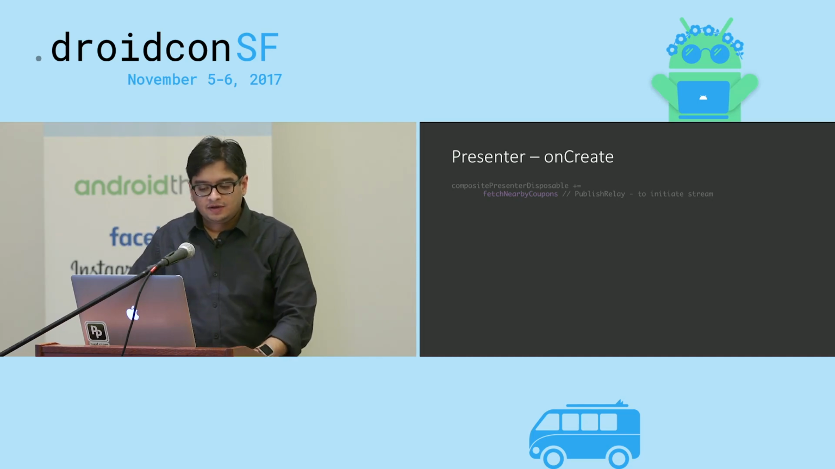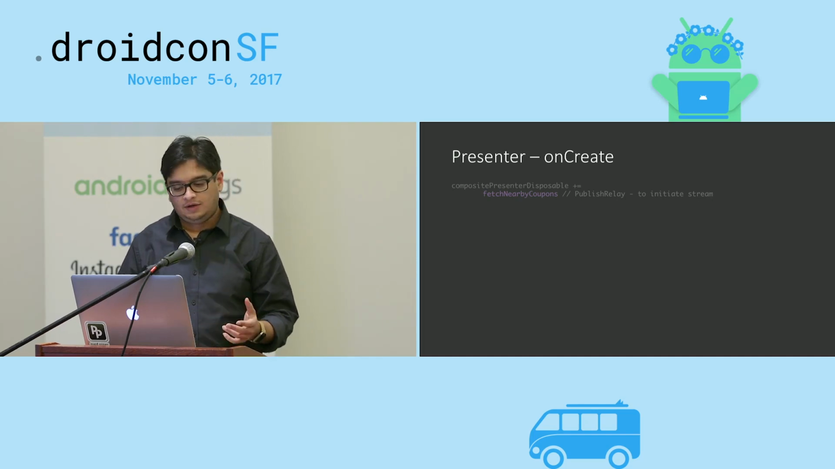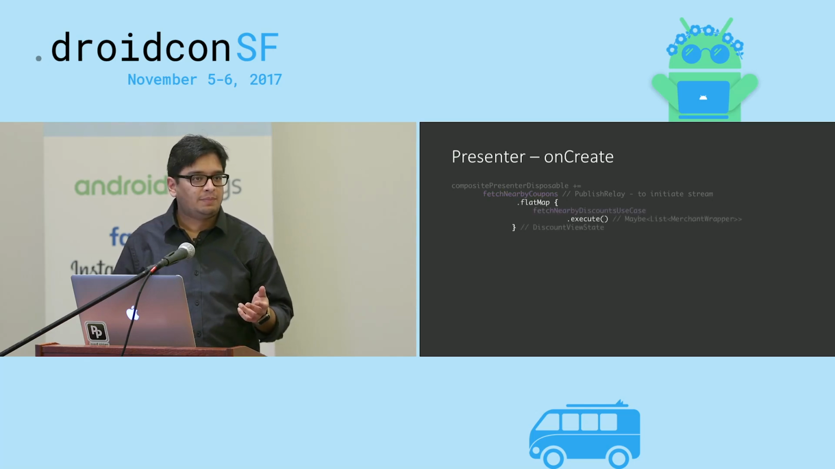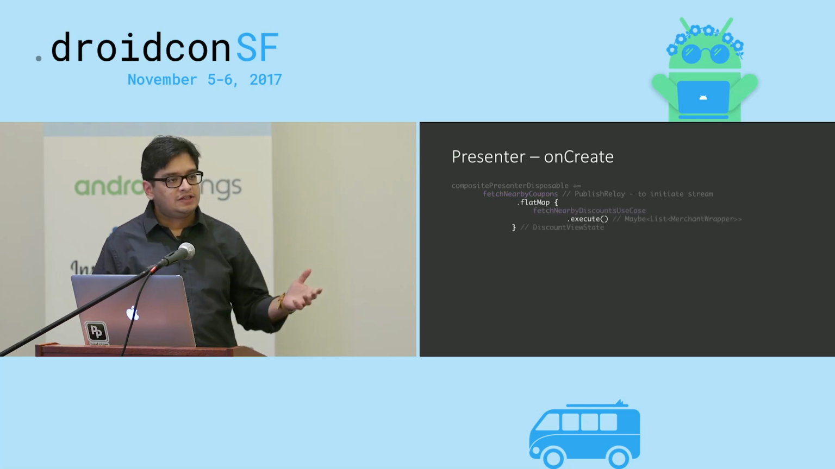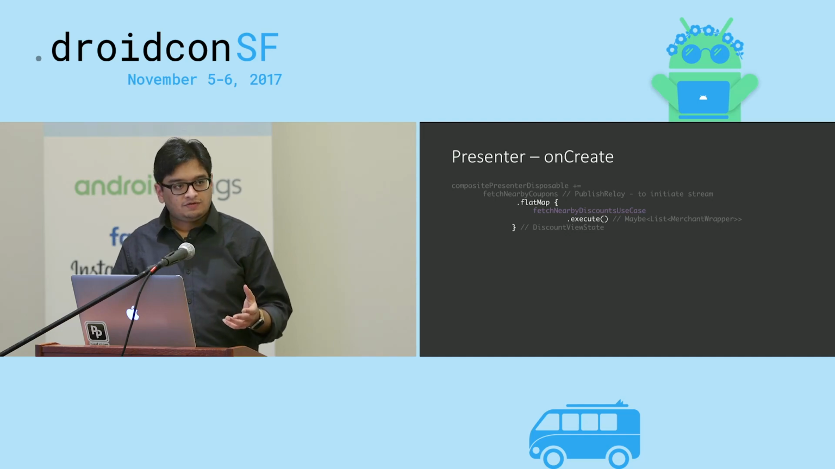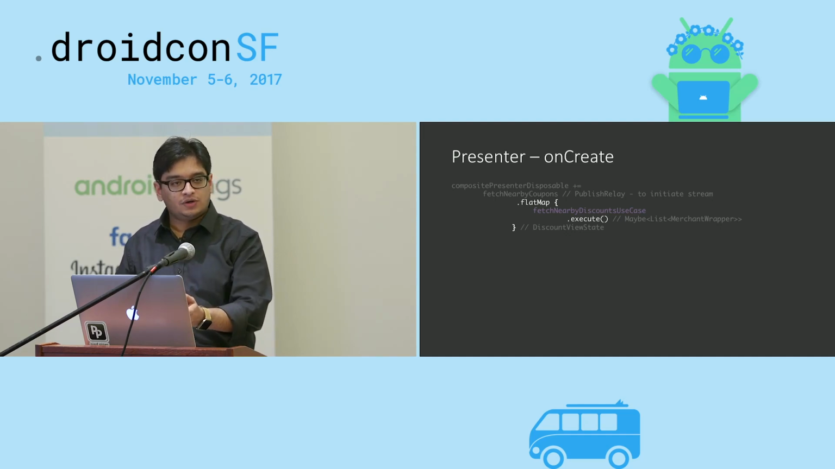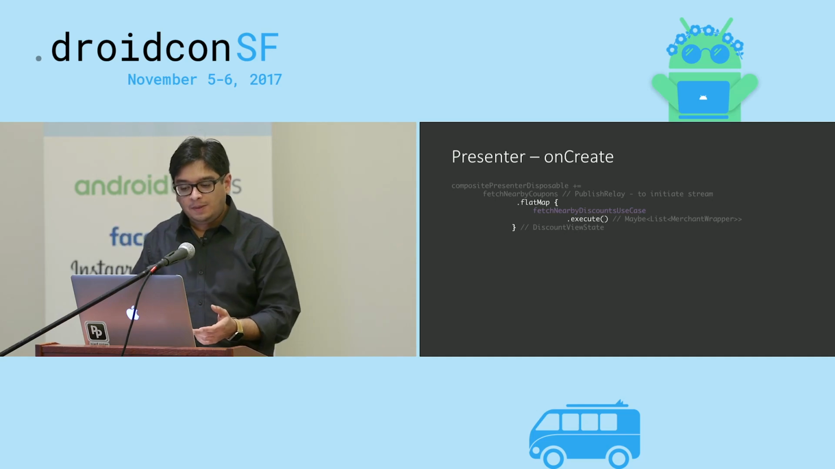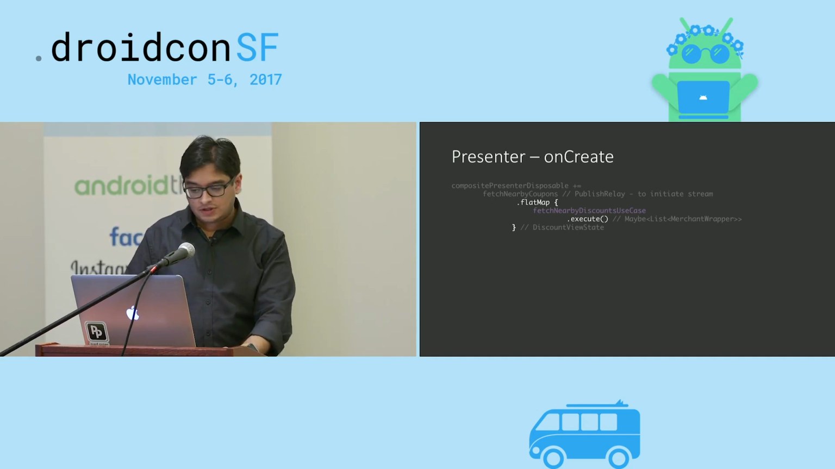Say fetch nearby coupons was a publish relay that was accepting the inputs. You apply a flat map, and what flat map does is it takes the input and lets you provide a function which returns an observable. So your flat map is basically executing a use case which is going to emit, say, a maybe of list of merchant wrapper.